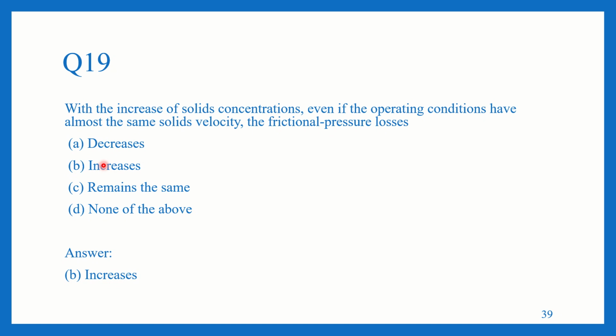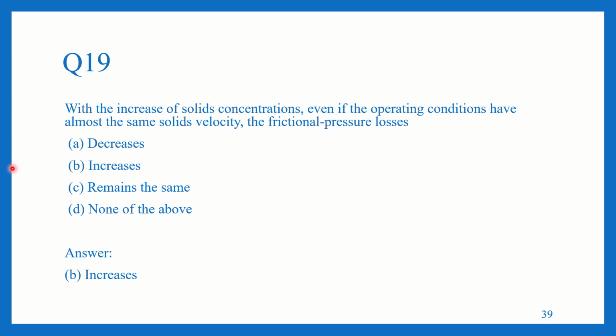Here we all know that with lower solid concentration, we can neglect the effect of frictional force between the gas and the solids. But with increase in the solid concentration, they play a major role, and thereby have a very significant value. So obviously their value is increased. In that context, the frictional pressure losses again increase. So with increase of solid concentration, even if the operating conditions have almost the same solids velocity, frictional pressure losses increase. That is because the interaction between the solids and the gas is increased. So the answer to question 19 is option B.